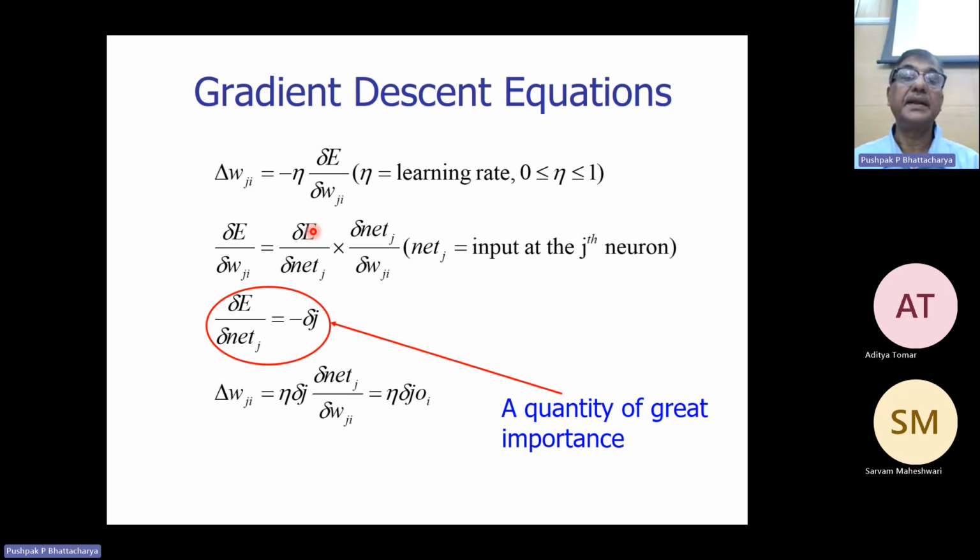Now, delta E by delta net J is given the notation of minus delta J. So the change in weight expression is eta into delta J into OI, where J is the destination neuron, and OI is the input at the connection. I is the source neuron. So the change in weight is eta into something of the destination neuron and something of the source neuron. This is the universal rule of backpropagation.